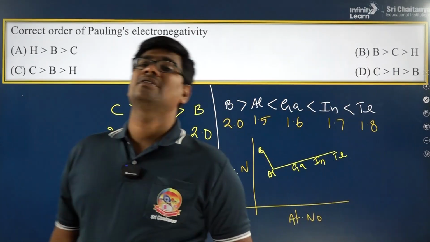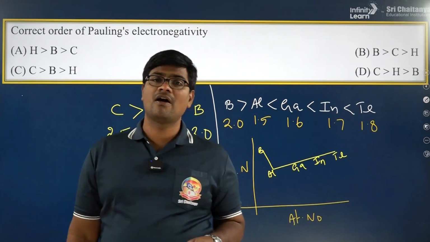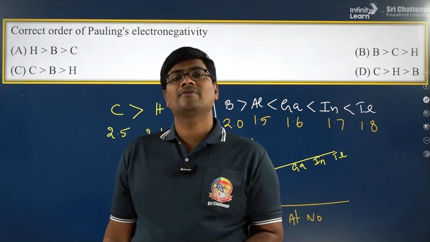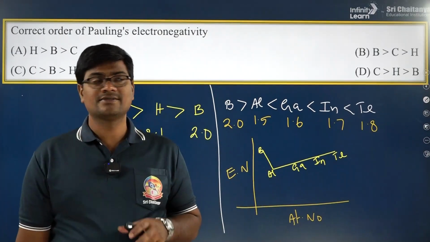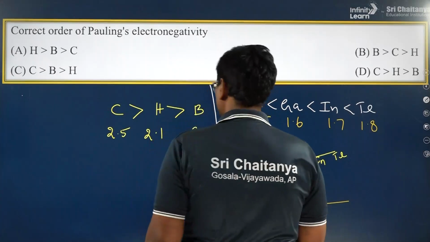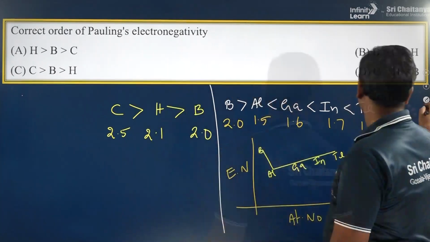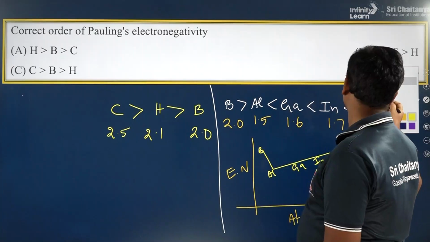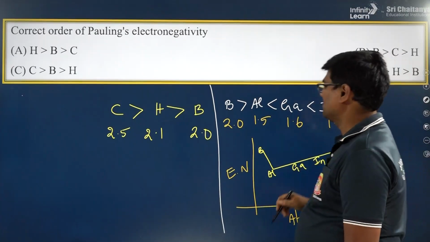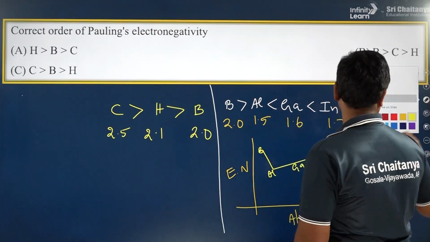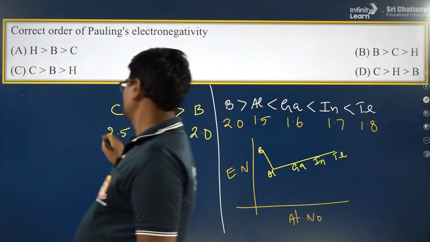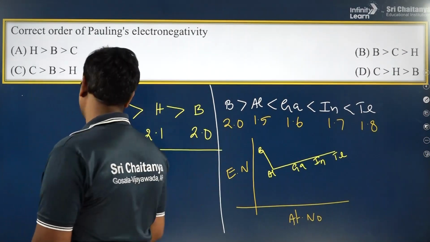Is there any other exception? Yes, we have another exception, that is in the carbon family. In the carbon family, what is the trend we will get? Let's see the values also. Here, down the group, ionization energy, electronegativity should decrease. So now, what happens to the carbon family? Let's see. In case of the carbon family, the trend will be like this.